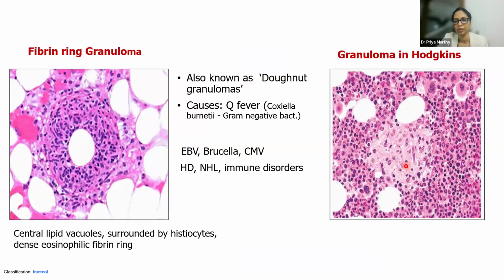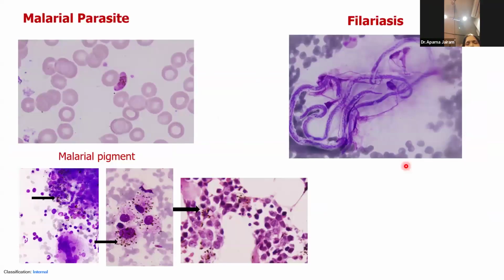So don't be alarmed and don't conclude it as just a granulomatous disease. If there is Hodgkin's disease, they occur simultaneously. Other things seen in the bone marrow are malarial infections. This is a gametocyte of a Plasmodium falciparum. Sometimes this malarial pigment can be seen in the macrophages of the bone marrow.